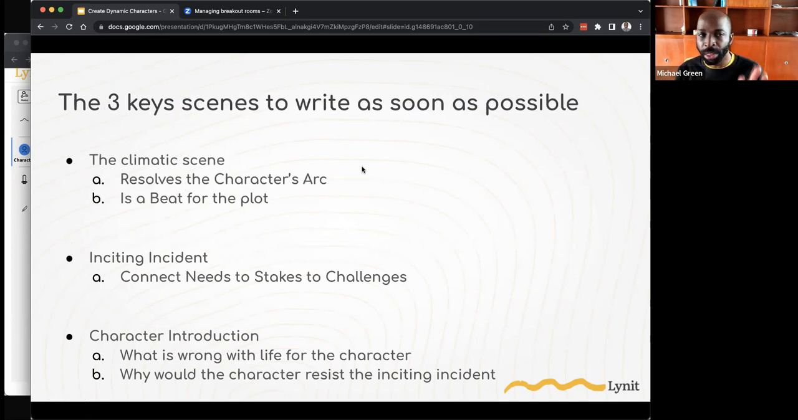So the three key scenes to write as soon as possible. The first is the climactic scene of the character's arc. This is the scene that resolves their arc, where they accept the belief or reject the belief. If it's a flat arc, then there's just nothing new. You realize that there is going to be no accepting or rejecting moment, that they're going to remain where they are, but it resolves it by you knowing they just stay the same.